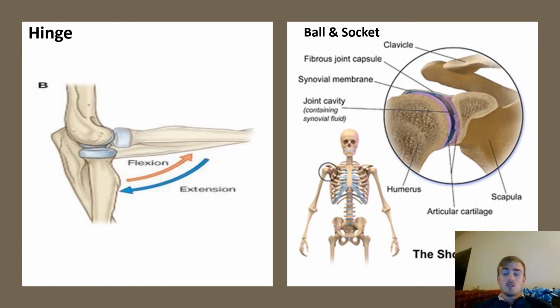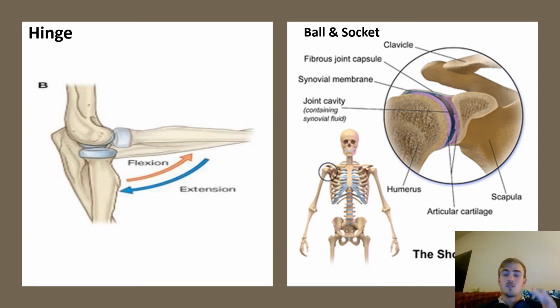In gliding joints, the next type of synovial joint, bones slide over one another. An example of this would be in the wrist. In ball and socket joints, such as the shoulder, you sacrifice stability for a range of motion and free movement around a central point.